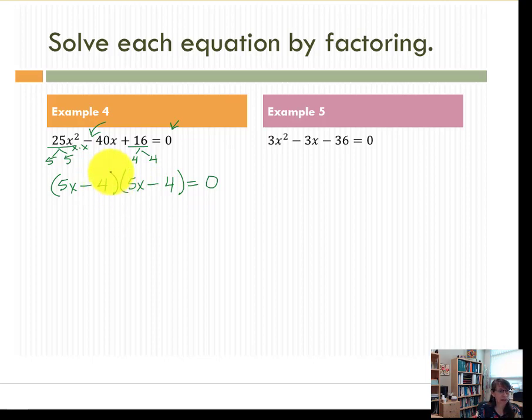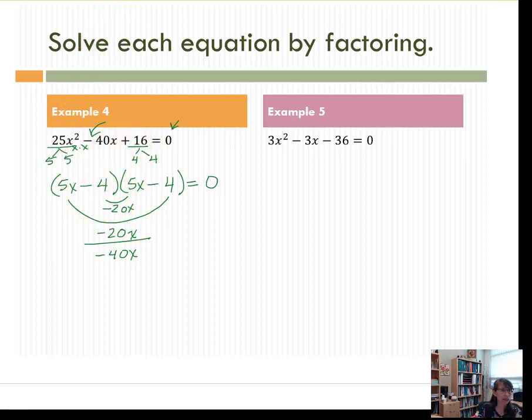Now we do need to check to make sure that this inside and outside product really make negative 40x. So this inside product is negative 20x. The outside product is also negative 20x. So you can see that makes a total of negative 40x. So it really is a perfect square trinomial.